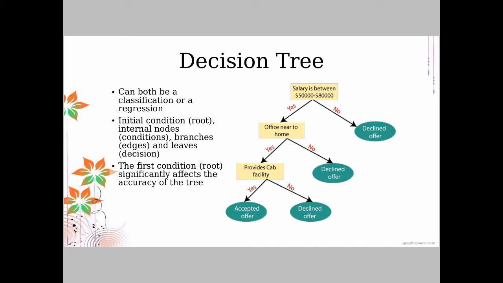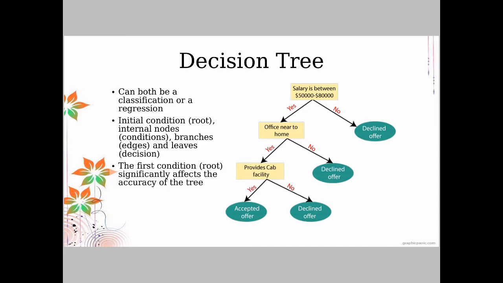So we have here the initial condition. It's made up of several terms or parts of the tree. You have the root of the tree, the very first initial condition or the very first question. From the very first question, it will branch out along the edges to other nodes, which are your internal nodes. And if a branch ends with a classification or a decision, that becomes the leaf.